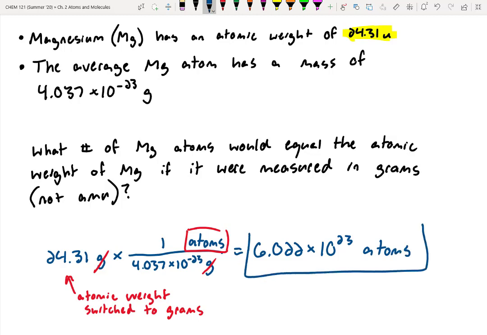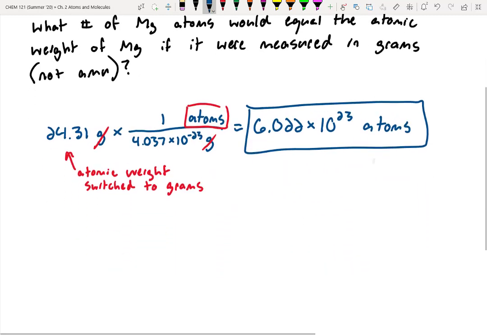So this number shows up regardless of what element you're doing this with, right? We could do this with carbon, we could do it with silicon, we could do it with chlorine. But if you try to find the number of atoms that would be required to make up the atomic mass of a given element or molecule in grams, you'd be left with this number. And this is Avogadro's number.